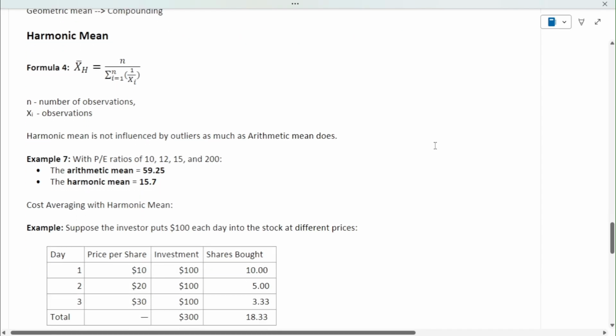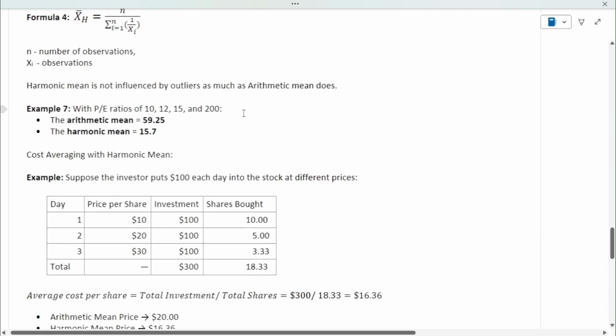Finally, we are going to talk about harmonic mean. Here you can see the formula. N is the number of observations and xi are the individual observations in the data set. Harmonic mean should be used when the data is expressed as percentages, rates, or ratios. And the advantage of harmonic mean over arithmetic mean is that it is not heavily influenced by outliers. Outliers are the extreme data points in the data sets.